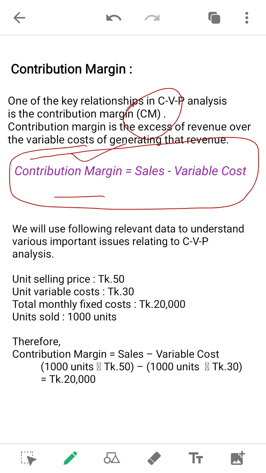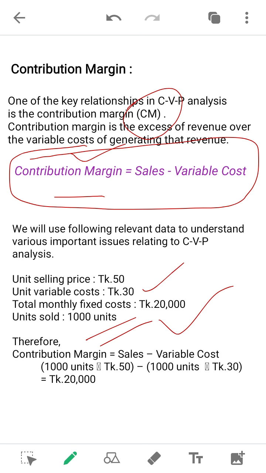Here there is an example. We will use the following relevant data to understand various important issues relating to CVP analysis. Please, dear student, look at the example. Here there is an example of a company. Unit selling price taka 50, unit variable cost taka 30, total monthly fixed cost 20,000, total units sold 1,000 units.